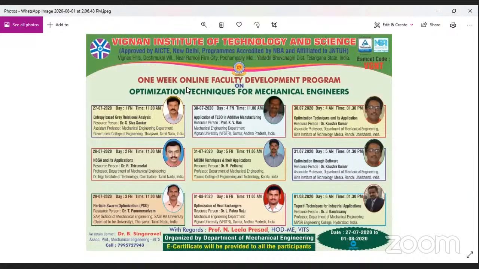As HOD, I want to make a few concluding remarks. All the resource persons gave interesting presentations during the last one week, starting with Dr. Shivashankar, Dr. Tirumalai, Dr. Panneer Selvam, Dr. Peturaj, Dr. Venkatrao Garu, Dr. Kaushik Kumar, Dr. Ratnaraju sir, and Dr. Kandasamy sir, and sustained the interest of participants to a great extent. That is most important, sir.